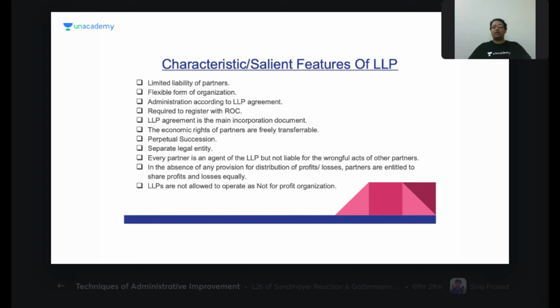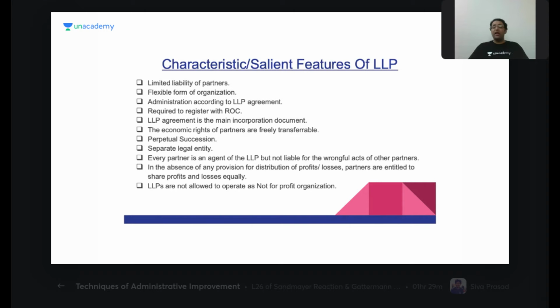Okay. Now, like I said, under the traditional partnership firm, under the Indian Partnership Act 1932, the partnership deed is the most important document. Similarly, under the LLP Act 2008, the LLP agreement, that is the Limited Liability Partnership Agreement, is the utmost important document, and it contains all the important clauses, rules, and regulations pertaining to that particular limited liability partnership firm. So, the LLP agreement is considered the main incorporation document. Why? Because it contains details about everything.